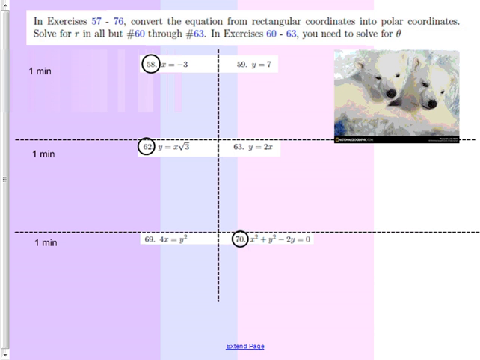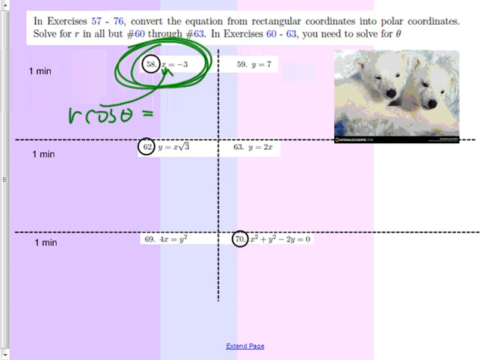Remember how in the rectangular system you have x's and y's? But what if we want to change that to polar? We know what x is. We just wrote it down seconds ago. Replace x with what? R cosine theta equals -3.